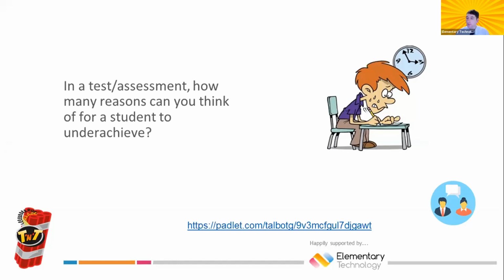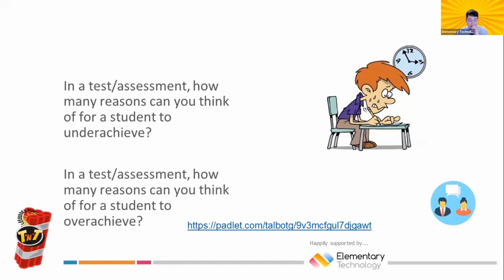But the opposite is also true. In any test or assessment, how many reasons can you think of for a student to overachieve? I can only think of one, which is blind luck. You know, either they guess really well on multiple choice, or it's just something they happen to see the day before the test. But that's pretty much it. Whereas I think there are a whole lot of reasons why they can underachieve.